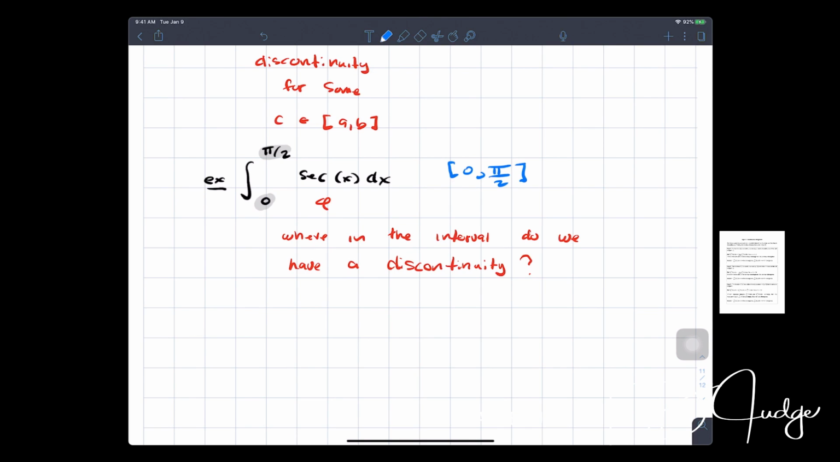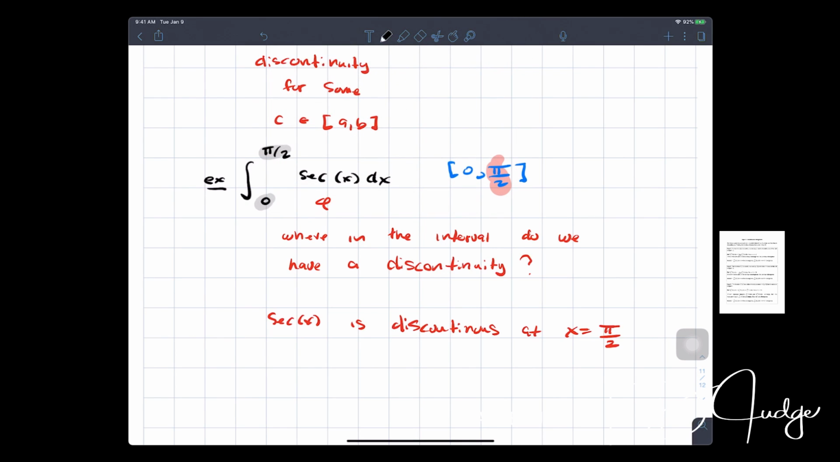This function is discontinuous, right? Secant is discontinuous at x equals pi over 2. Okay, so here's the problem here. We have a discontinuity because there's a vertical asymptote at that point.